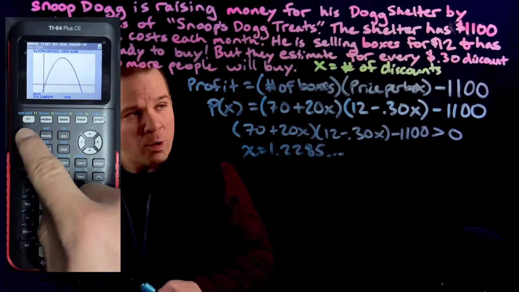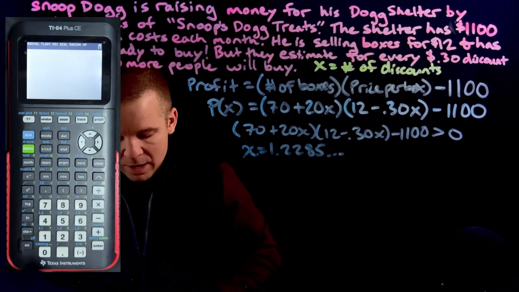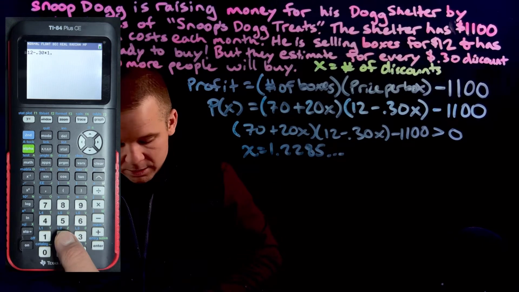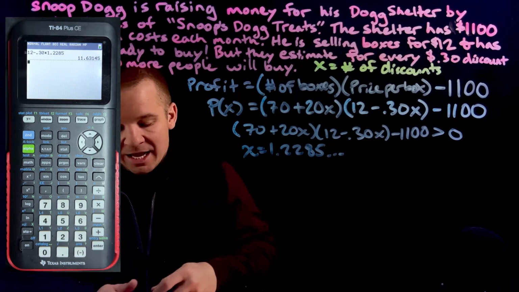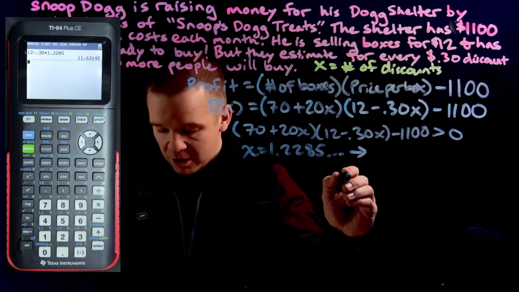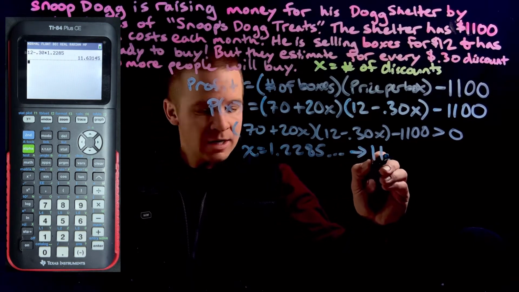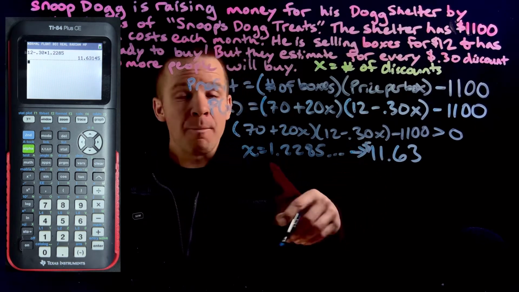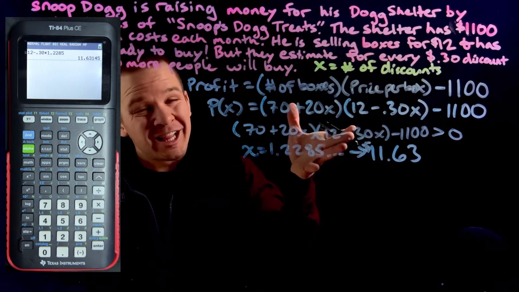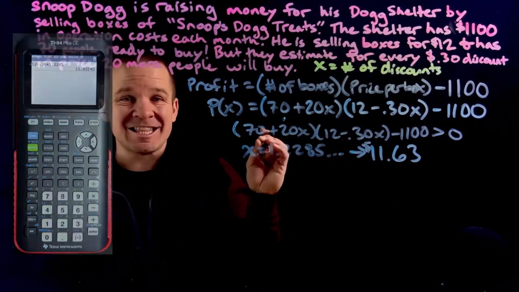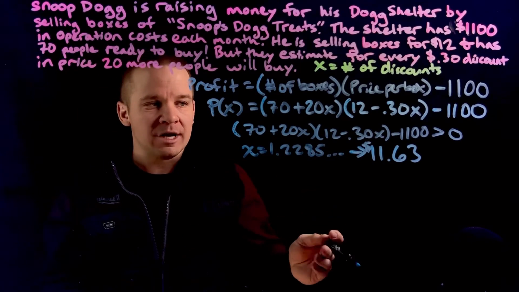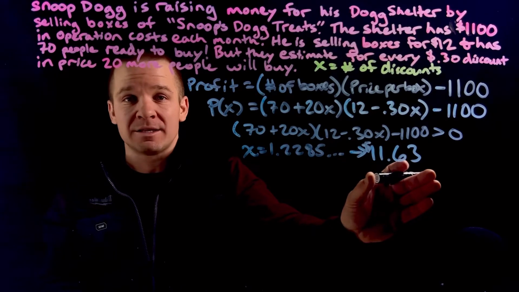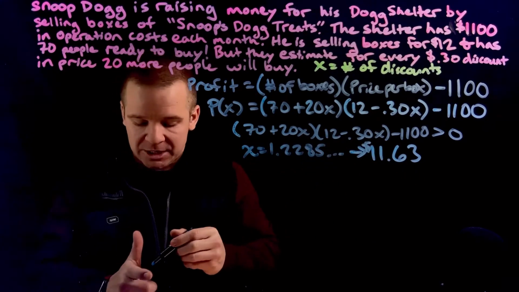Well, let's hit second quit, and I'm going to do 12 minus 0.30 times 1.2285. Hit enter, and that means that if I charge $11.63 per box, I'm break even. If we charge less than that, now we're profitable, okay? So charging less than $11.63, I am now profitable. So that's what that means there.